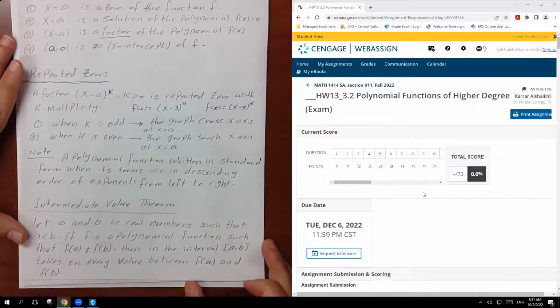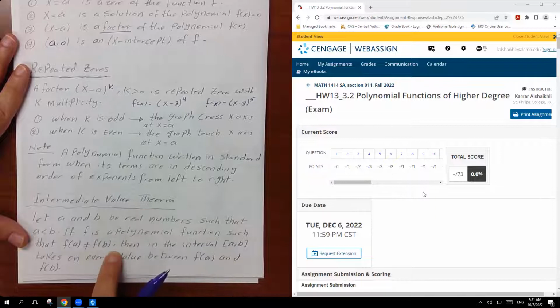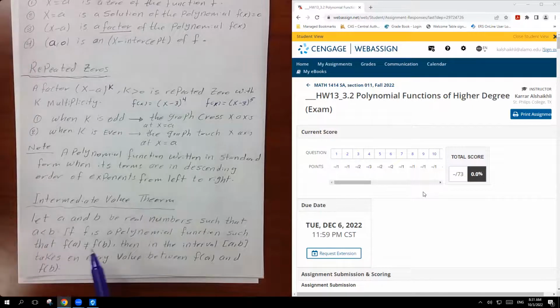Here's just a theorem, the intermediate value theorem. This is important. If you take another math class, like pre-calc or Calc 1, you're going to use this theorem in a more advanced way. So let a and b be real numbers such that a is less than b.